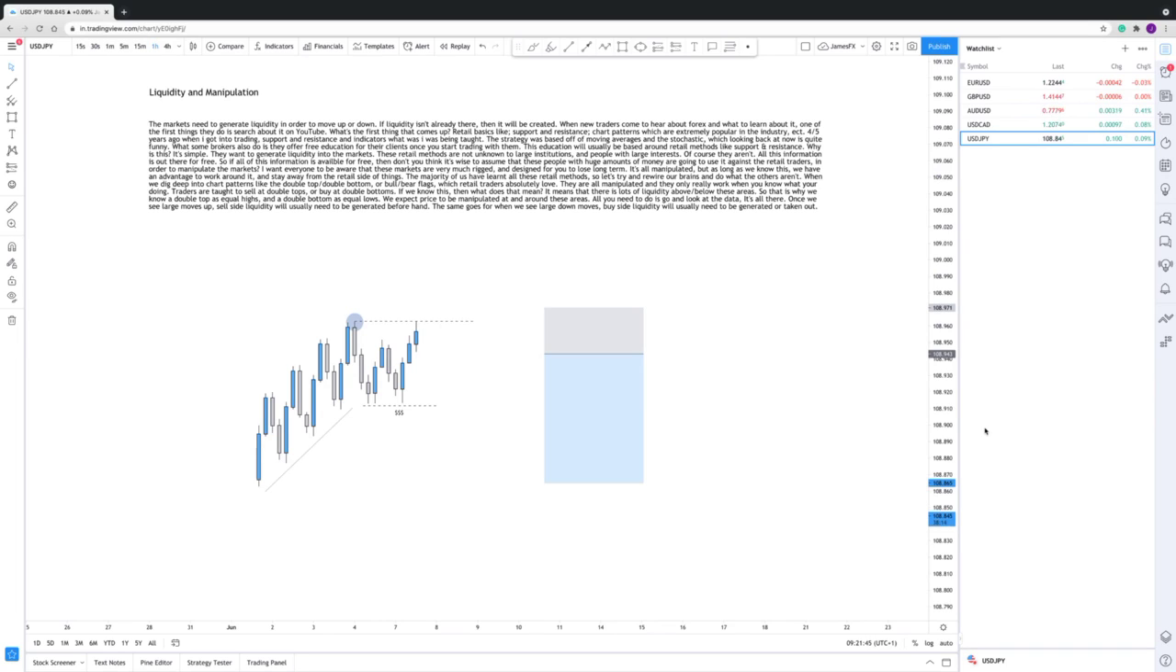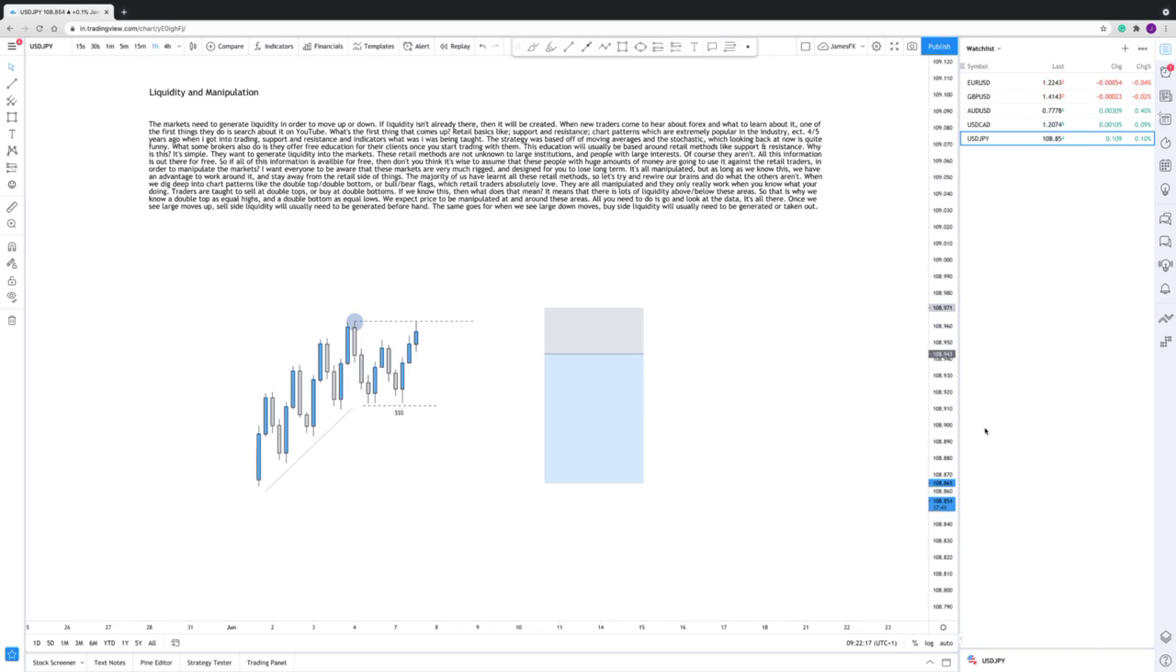So what some brokers do is they offer free education for their clients once you start trading with them. Now this education will usually be retail methods like support and resistance that we just spoke about. So why is this? Well, it's simple. They want to generate liquidity into the markets, because the majority of traders are trading this way.